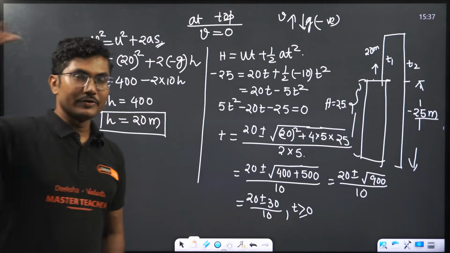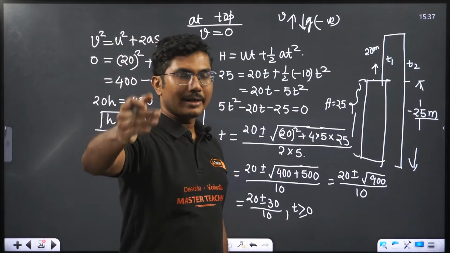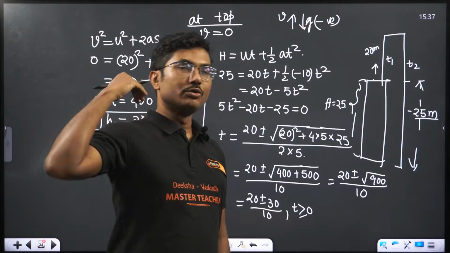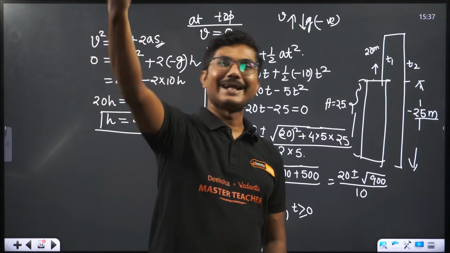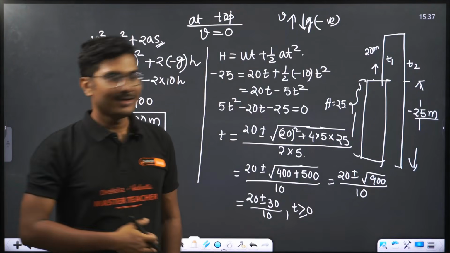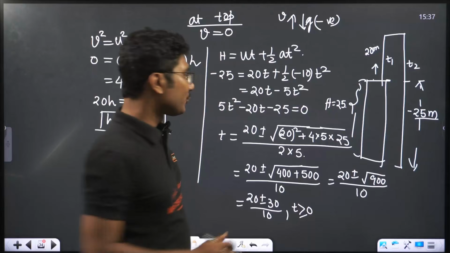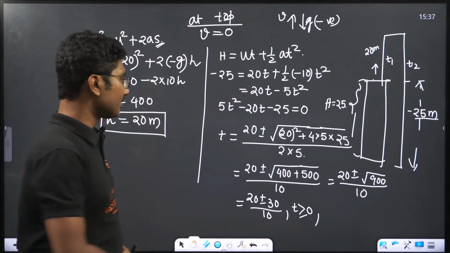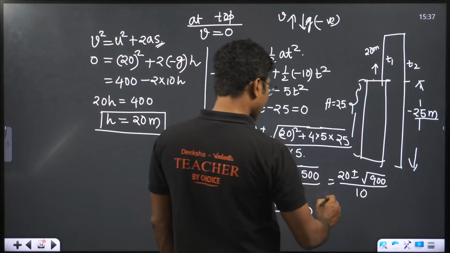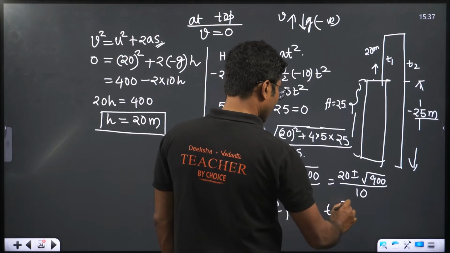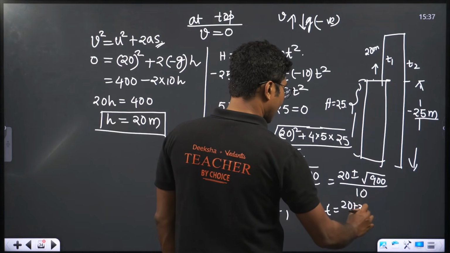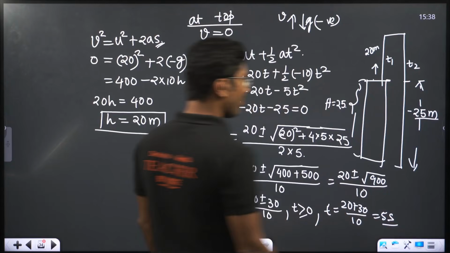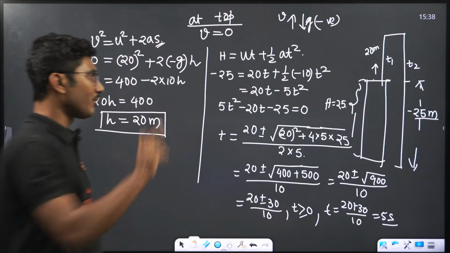When the universe started at the Big Bang, time was 0, and since then time is always increasing. We do not know what is beyond that. So negative time does not exist in our physics class. Time is always positive, and that's why we will take only the positive value. So t equals 20 plus 30 by 10, that is 5 seconds. So the ball will take 5 seconds to reach from top to bottom.